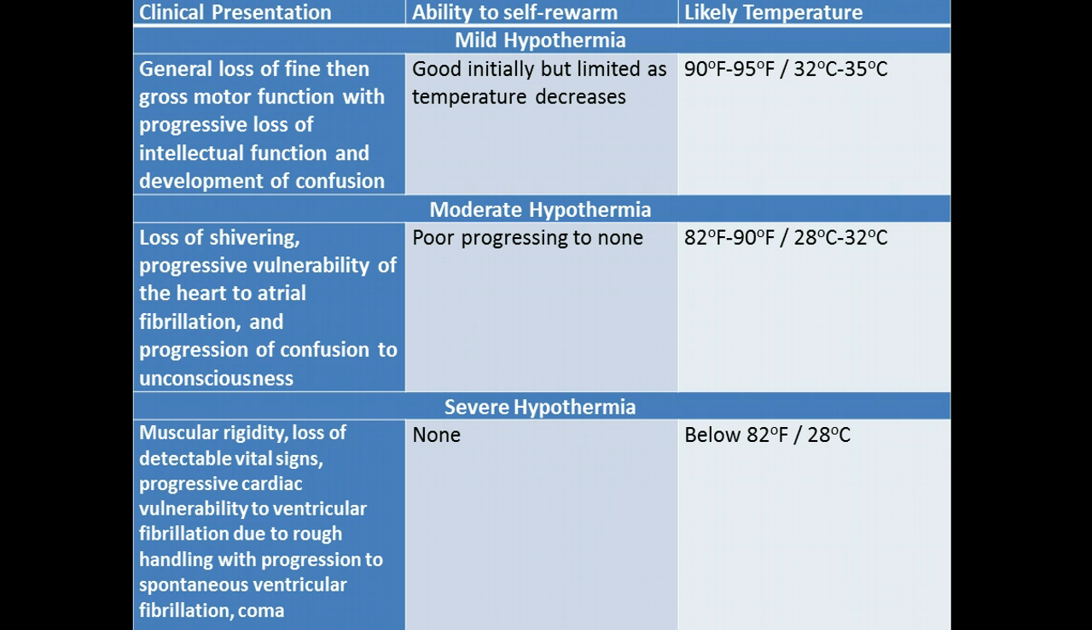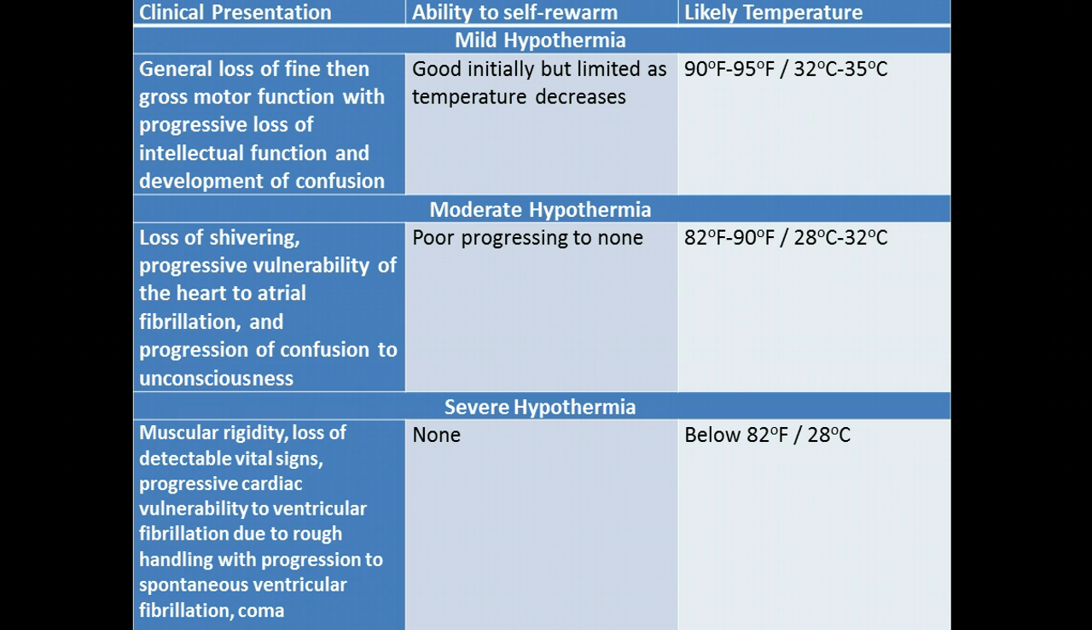So the presentation depends on the core body temperature, but the core body temperature is not an absolute correlation to the patient's clinical state. There have been patients with temperatures in the 80s who've been able to drive themselves to a hospital. And so you really need to look at their clinical presentation. And then from your practical perspective, you need to be able to answer the question, are they going to be able to self-rewarm, or am I going to need to do something for them? And based on that, you can predict their likely core body temperature.